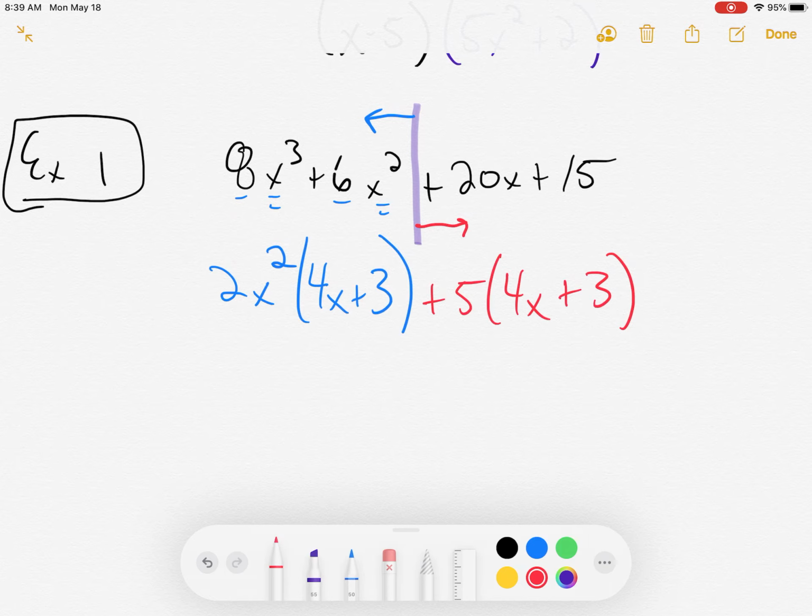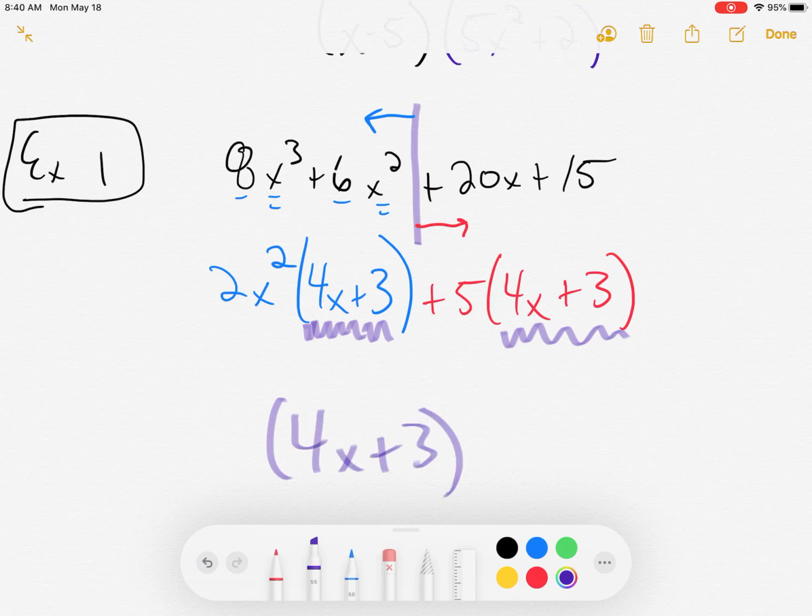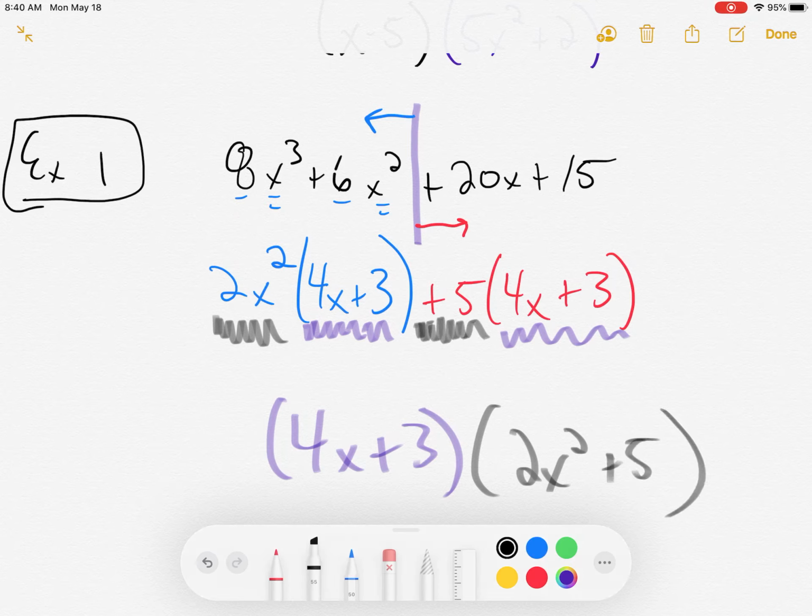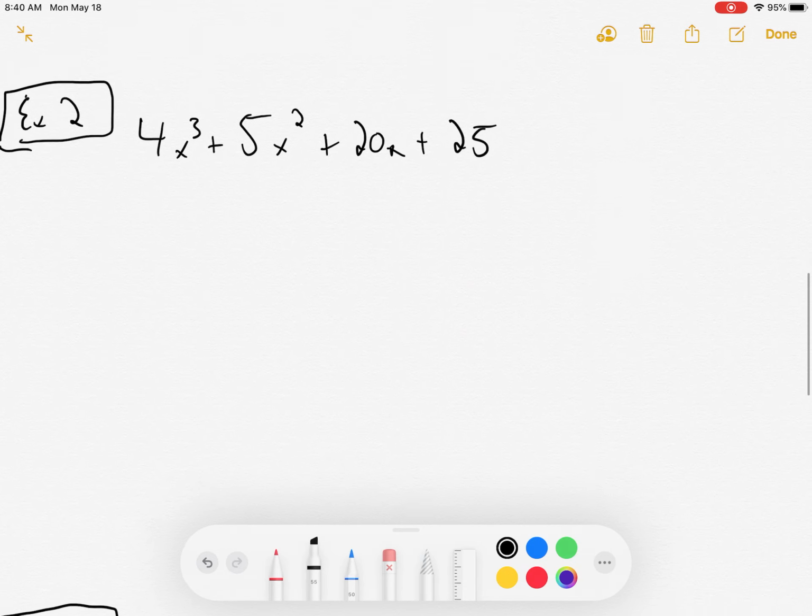Okay, now we just have one more step, and just like before, these two things are the exact same. I have 4x plus 3 and 4x plus 3. If they're not the same, I can't do this. But since I have the exact same thing written twice, I smush it together and I only write 1 down here, 4x plus 3. Now what's left over for this part? I have a 2x squared and a plus 5. 4x plus 3 times 2x squared plus 5.